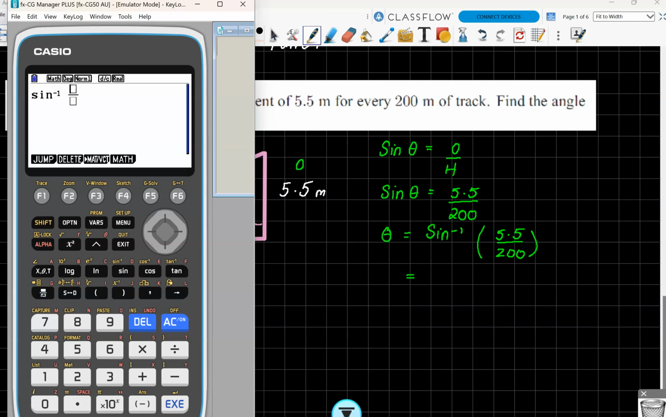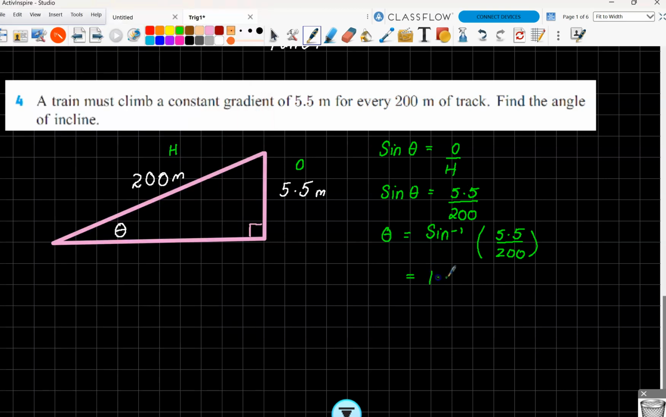Okay, and then we go over here, so it's shift sine, there's your inverse. Love these calculators. Use your fraction button. You don't even have to put the brackets in. But look, if you want to put the brackets in, go for it. It's not going to make a difference in this case. So it's a small incline, 1.58 degrees. So clearly an exaggeration in my diagram, but there you have it.